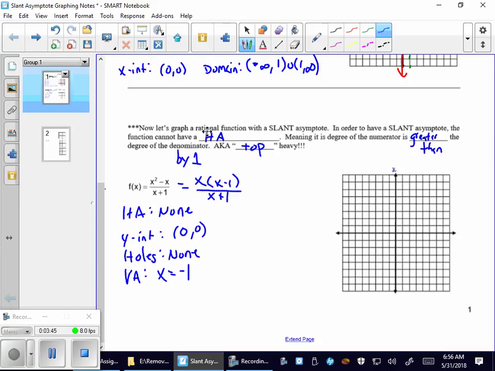Now we have to look for the slant. Now we have some work to do. And this goes back to that long division, which we didn't really get to cover a lot of, but this is what we have to do. So we have to long divide this fraction up here. So x plus 1 goes on the outside of our division symbol. Then our division symbol is going to be x squared minus x. I'm going to put a plus 0 here as a placeholder for the constant.